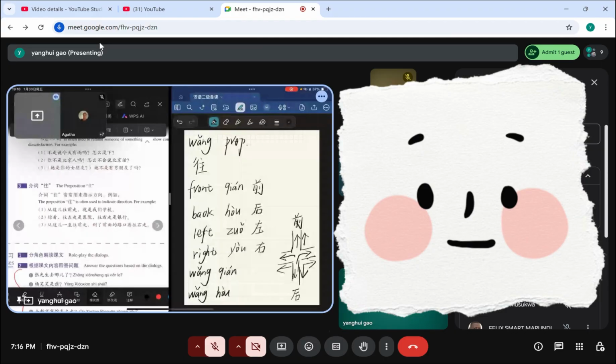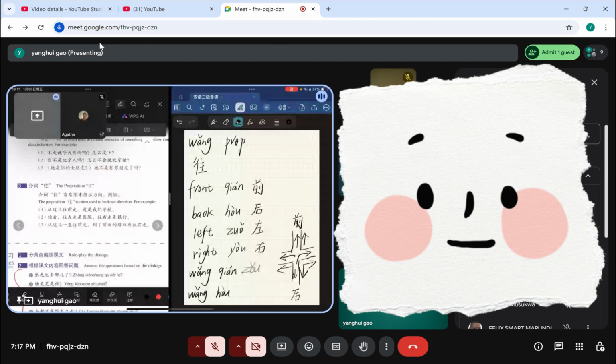So sometimes we add a word here, 走. So 往前走. We have learned that 走 means walk. It means you move. So 往前走 means you go forward. 往前走, you go forward, okay.